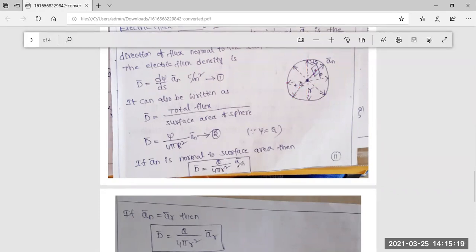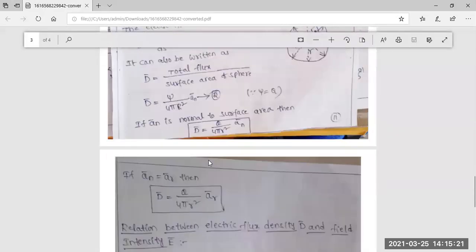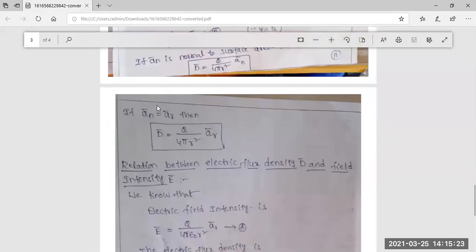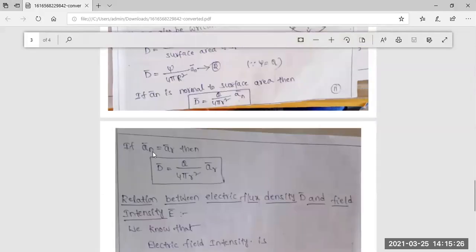Into an bar. This is the final equation. And also, if an bar is equal to ar bar, why? Because an bar is the direction of flux perpendicular to the surface area, or normal to the surface area. That flux direction is the same as the radial direction. Why? Because we are considering a sphere. So for a sphere, each and every radial direction is equal to each and every flux direction. That's why an bar is equal to ar bar.